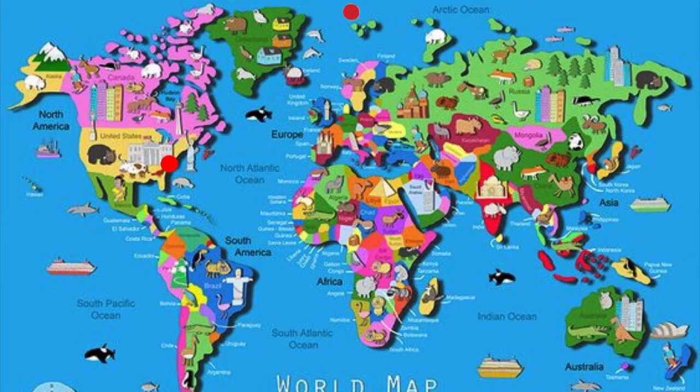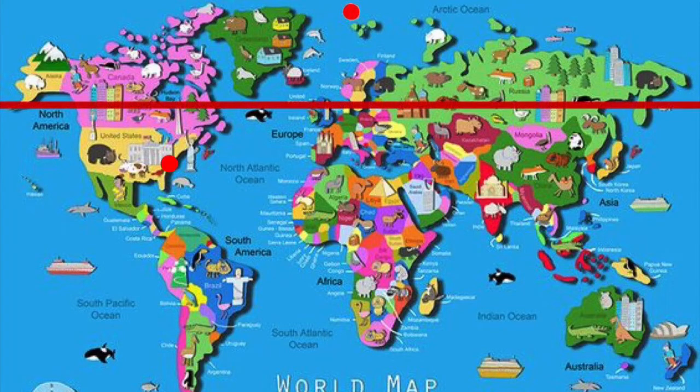Has anyone ever heard of that? Polar bears actually live close to the North Pole in a place we call the Arctic Circle. If you look at our map here, we have a red line. Everything above that red line is the Arctic Circle.